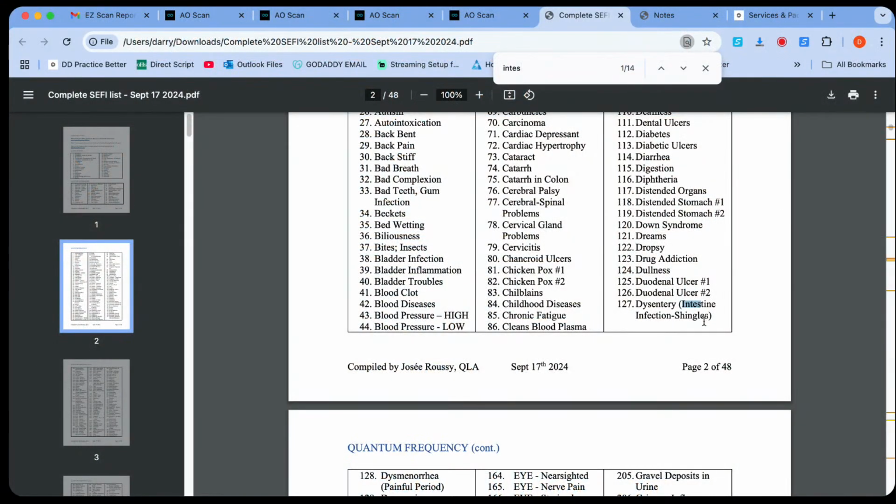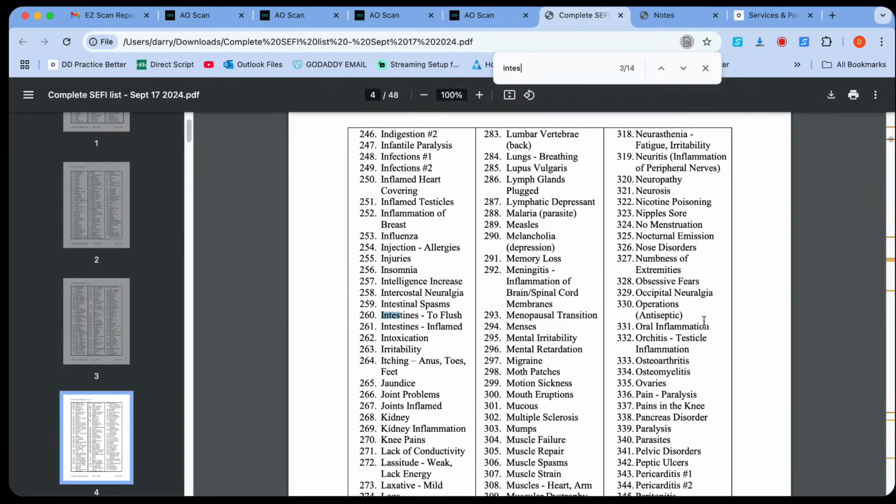All right, so in the frequencies, you have 127, which is the intestine infection. I'm just drawn to that. And then 260 is intestines to flush. 261 is intestines inflamed.